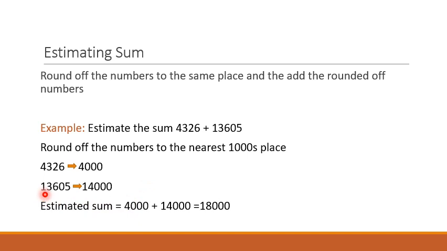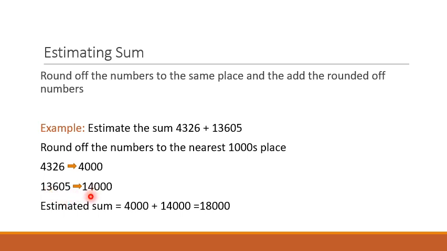Now the other number, 13605. This is my rounding digit, 3. Let's check the digit which is next to it. It is 6, which is greater than 5. So what I have to do? I have to add 1 to this rounding digit.